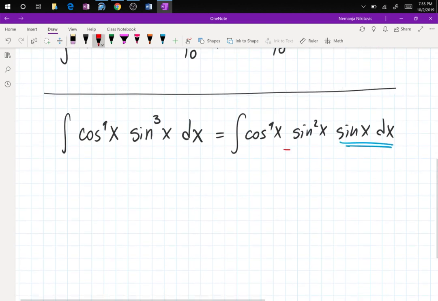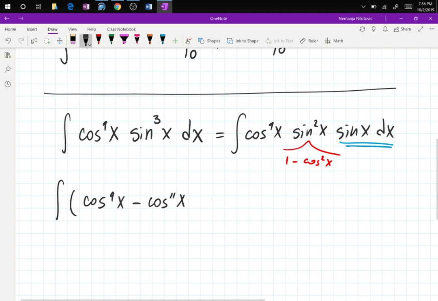So you are now using the Pythagorean identity that says 1 minus cosine squared x, and then you do the arithmetic to deal with this problem. So now we have integral of cosine to the 9x minus cosine to the 11x times sine x dx.